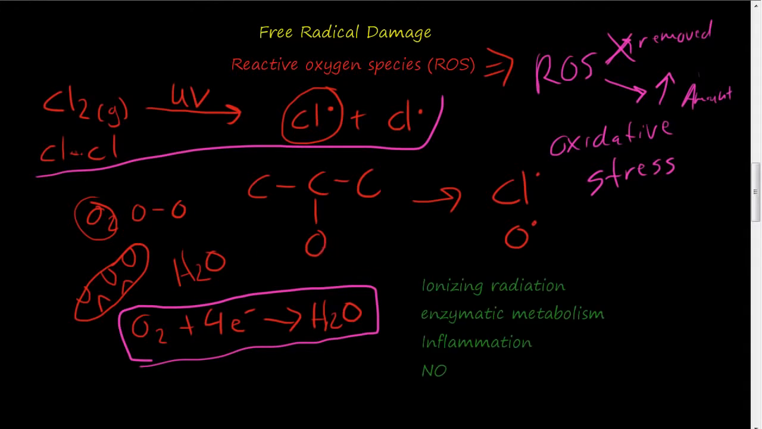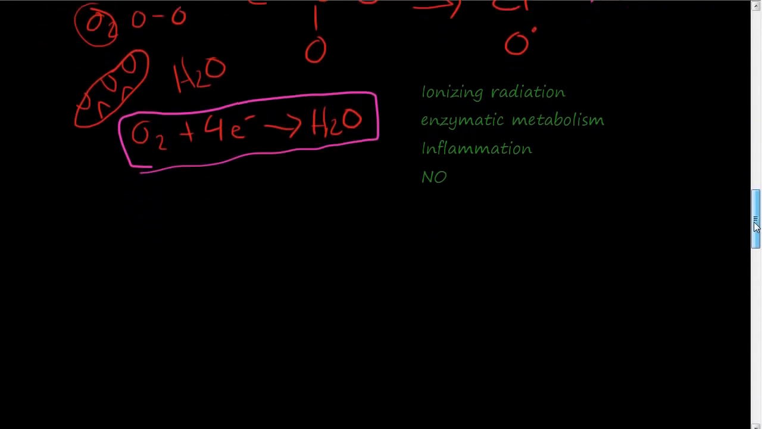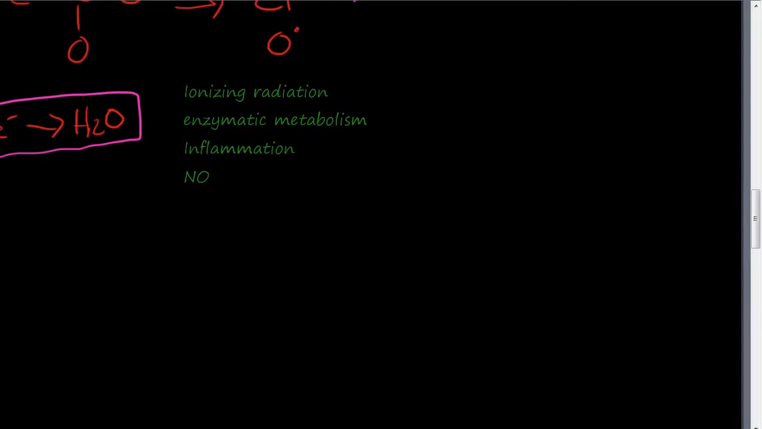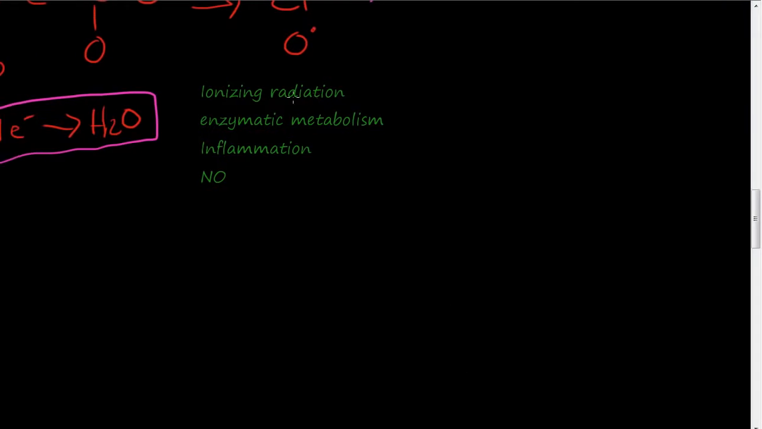So I have here a list of ways that free radicals can be produced. They can be produced by ionizing radiation. We've already talked a little bit about this in previous videos, but when you get X-rays, for example, that is ionizing radiation, and you convert.